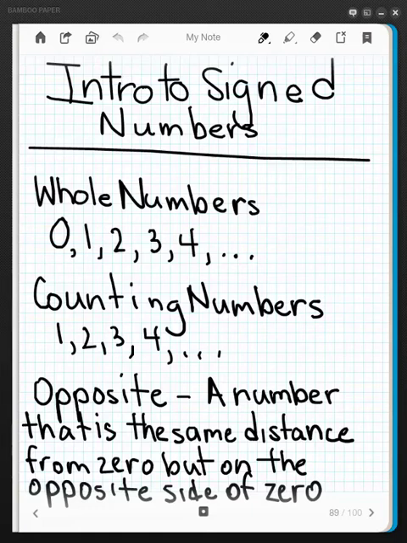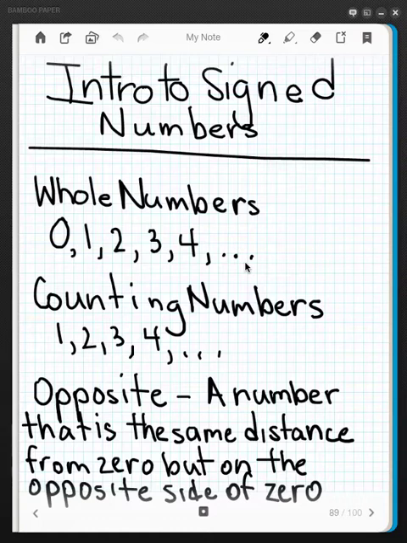This video is an introduction to signed numbers. Whole numbers are 0, 1, 2, 3, 4, so on and so forth. Those three little dots are called an ellipsis, and that's what they mean, so on and so forth. Now the counting numbers are 1, 2, 3, 4, so on and so forth.